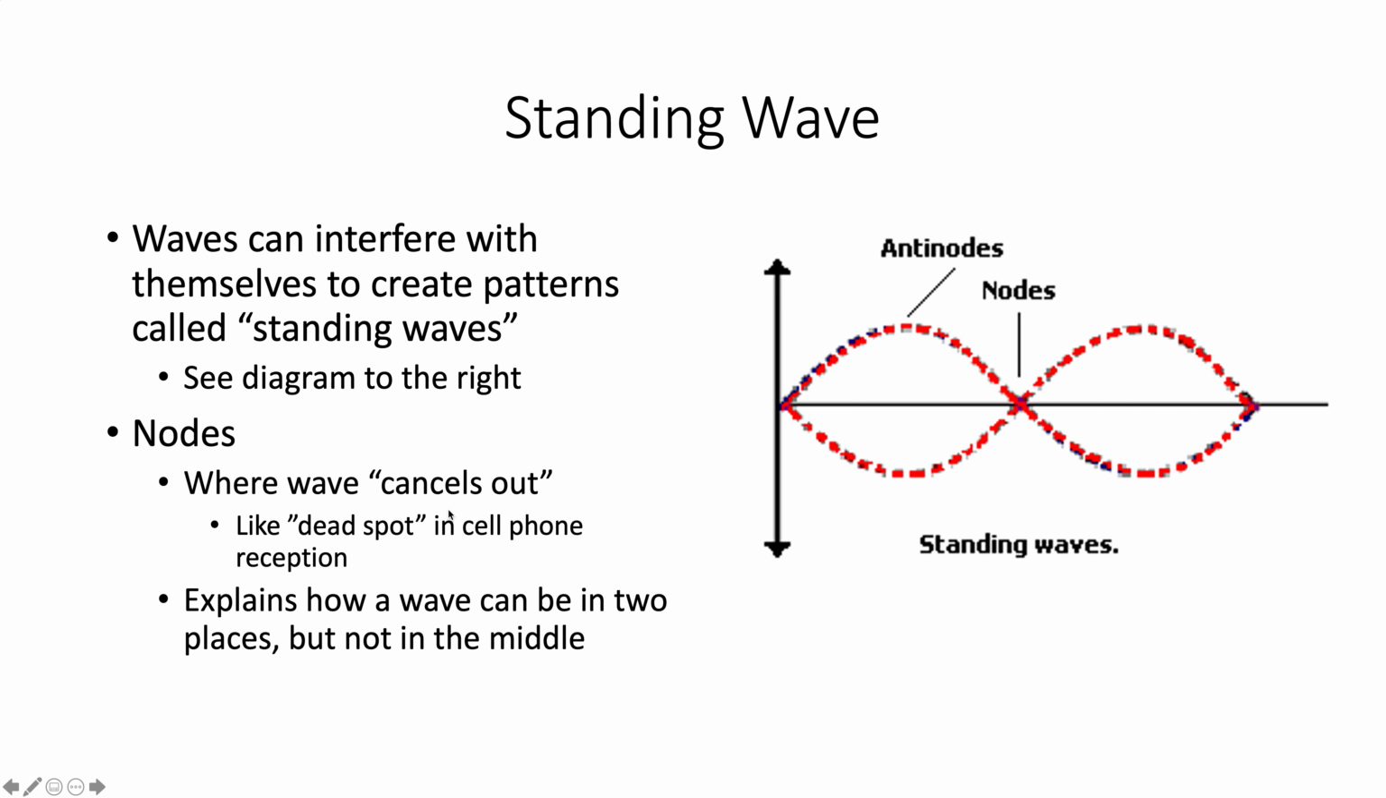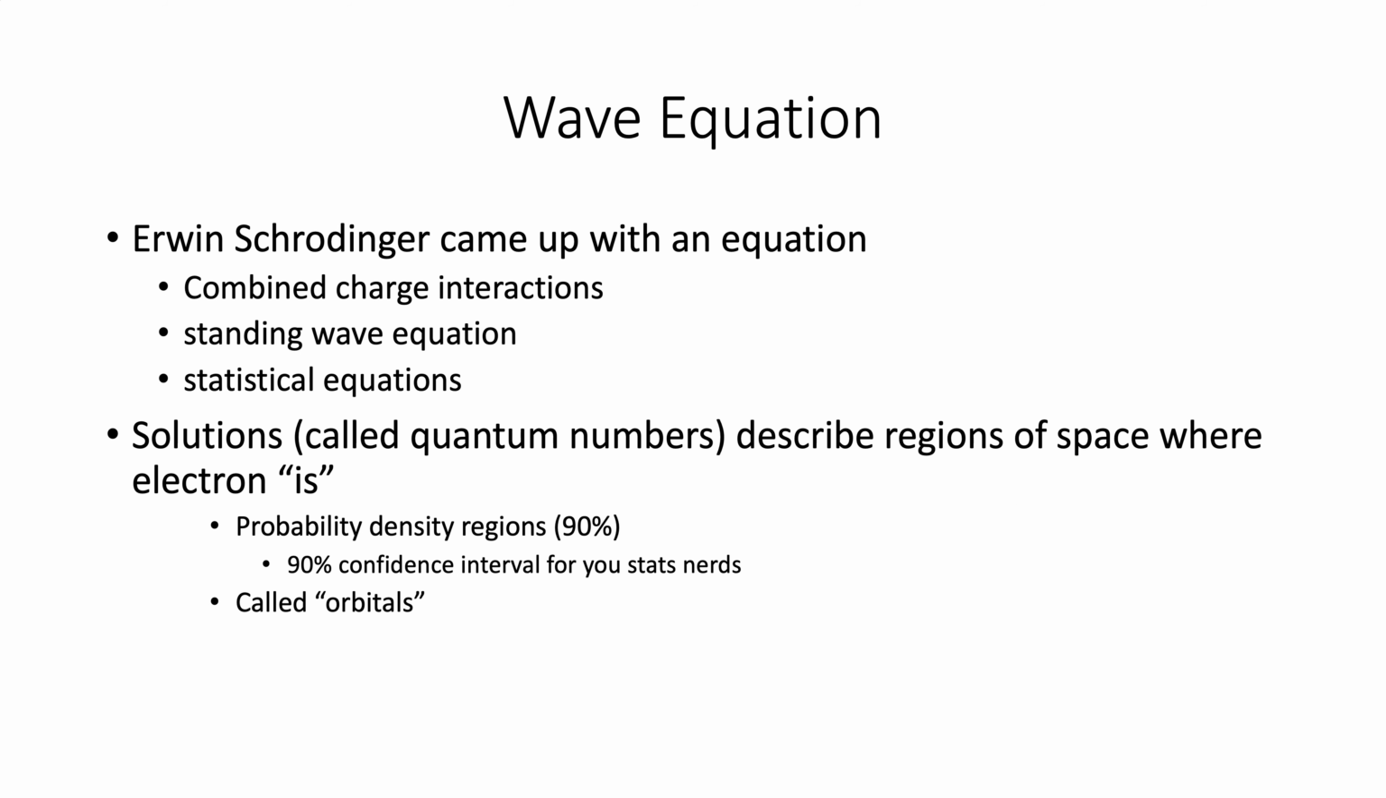If you've ever been on your cell phone and you stand in a spot and all of a sudden the cell phone cuts out, that means you're standing at a node. Remember, cell phones run on radio frequency. So this also answers how the wave can be here and never be here: because here it's a node.